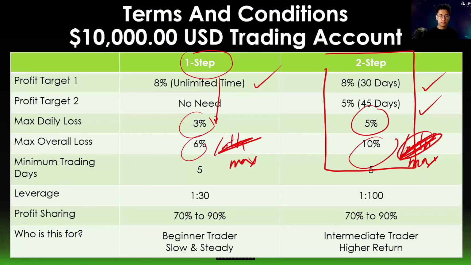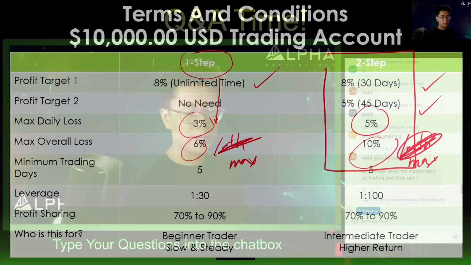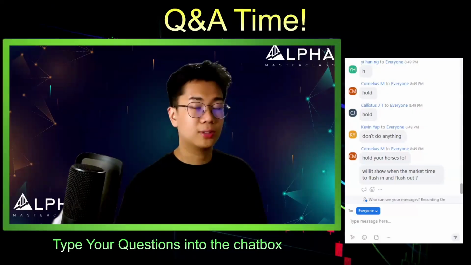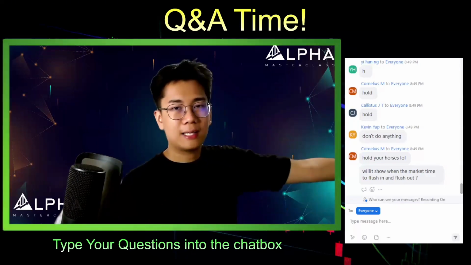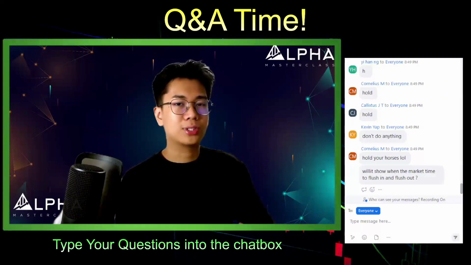Okay, so right now let's get into our next topic. Will it show when the market is time to flush in and out? The market flush in and out is already after the manipulations. And this should happen 5 days before, or like 3 days before, the news comes out.